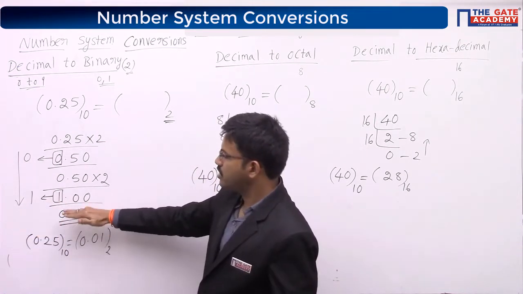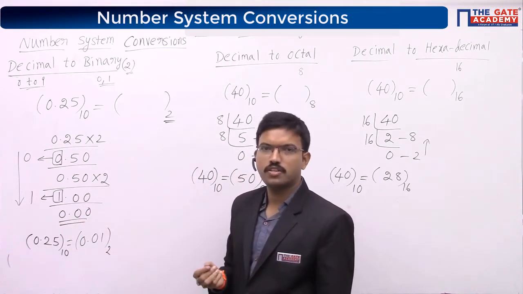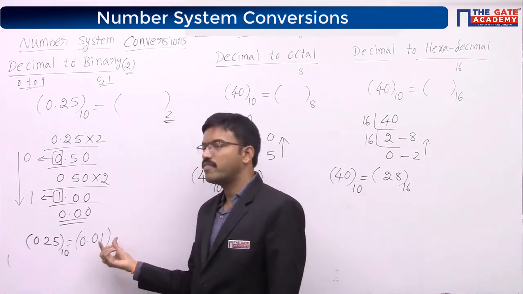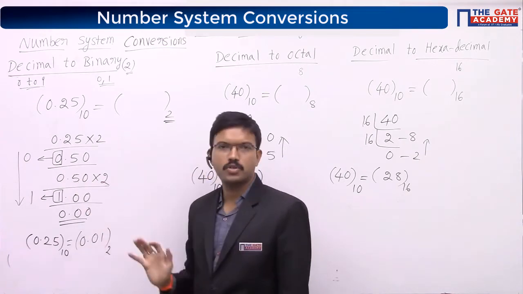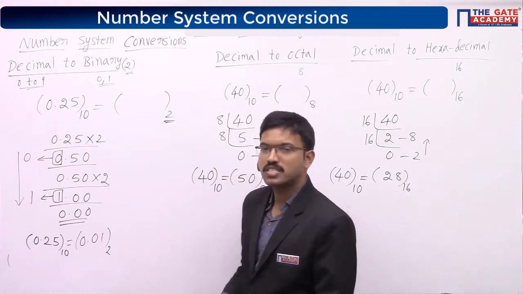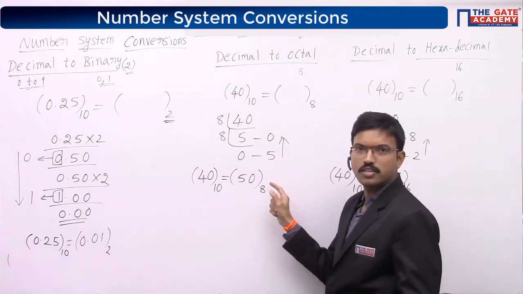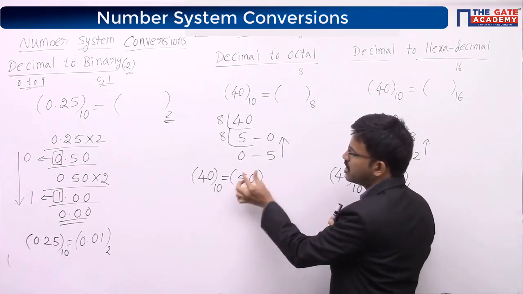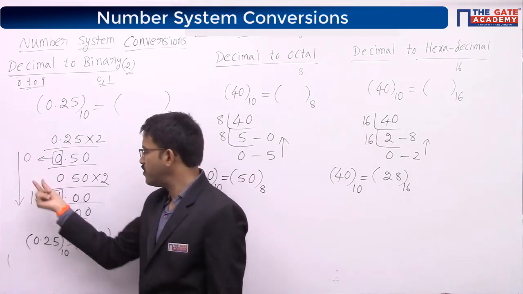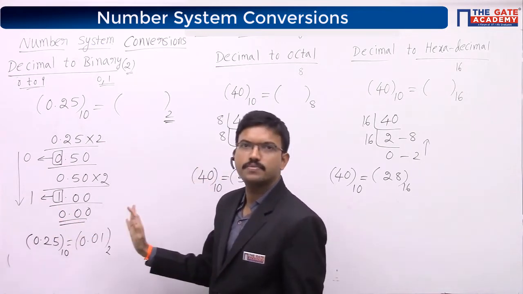The moment you get the entire value as 0, or based on the given choice, say after the point, if you have 3 digits or 4 digits, accordingly you will stop the process, right? So that means 0.25 base 10 is nothing but 0.01 base 2. See, previously we considered the remainders in reverse order. That means whatever last remainder I got, that will be the first. But here, whatever integer I get first, that I will place next to the radix point, and then the next one like that.